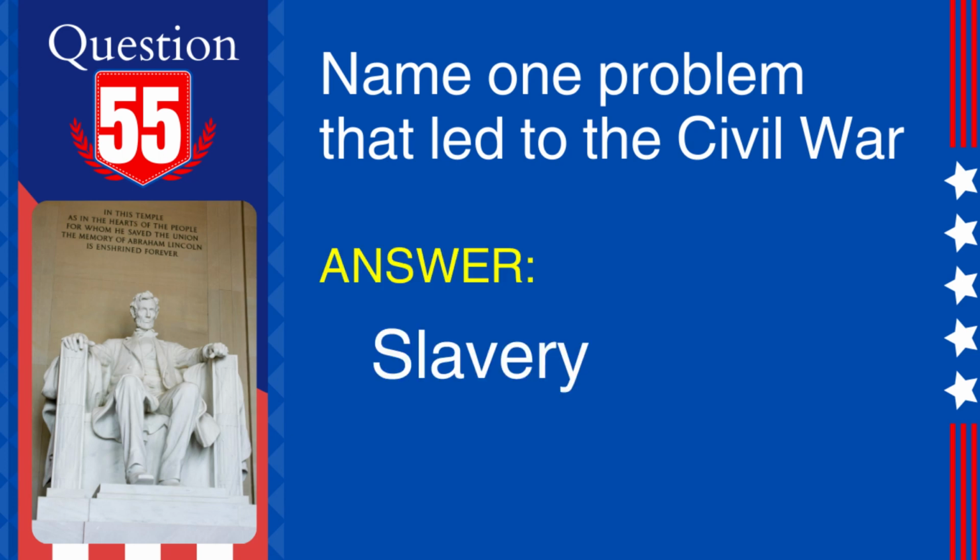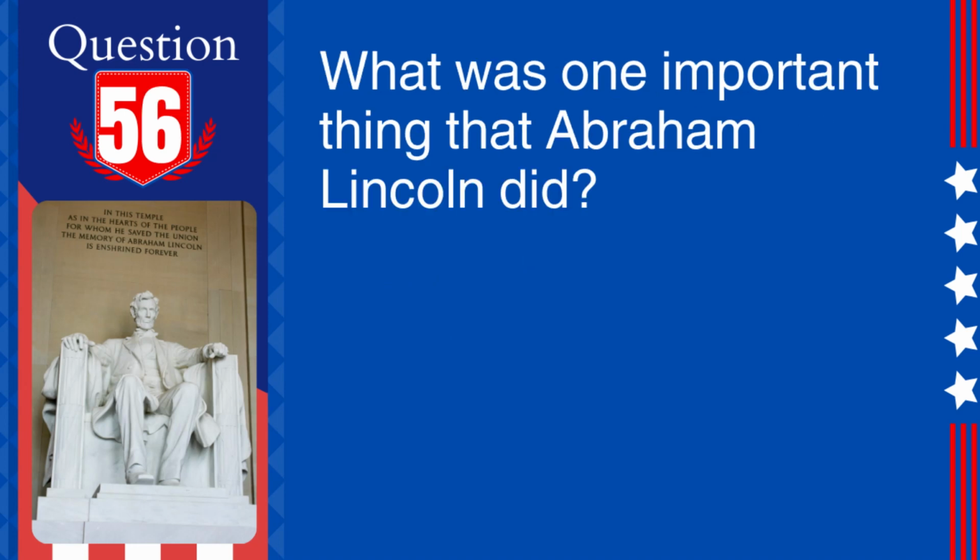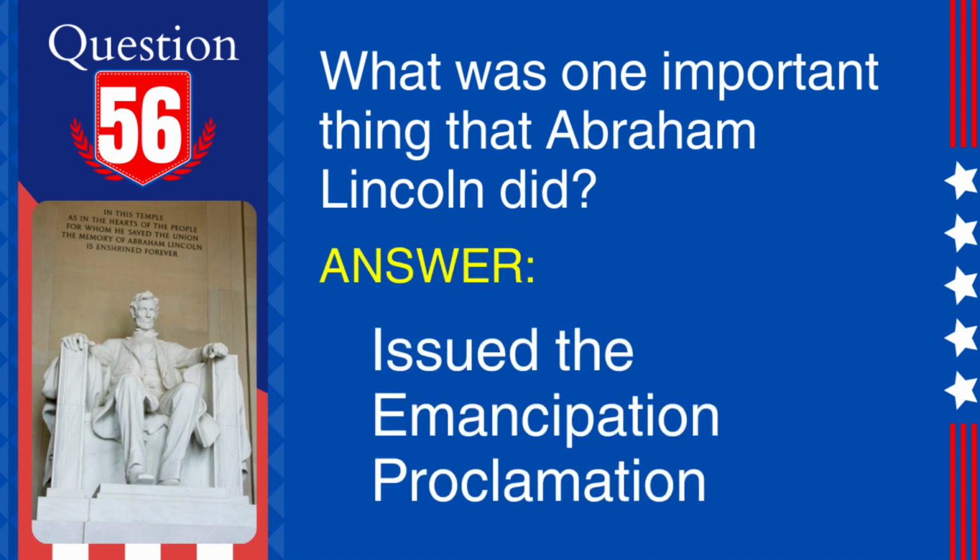55. Question. Name one problem that led to the Civil War. Answer. Slavery. Explanation. The issue of slavery was one of the primary causes of tension that led to the Civil War. 56. Question. What was one important thing that Abraham Lincoln did? Answer. Issued the Emancipation Proclamation. Explanation. President Abraham Lincoln issued the Emancipation Proclamation in 1863, which declared that all slaves in Confederate-held territory were free.